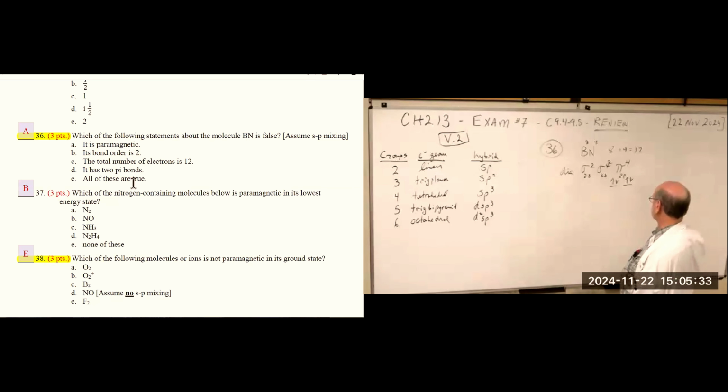2 pi bonds. Well, what's the bond order? Two pi bonds. Okay. That's a pi bond, and there's one of them, and there's the other one, because it takes 2 electrons for a bond. So we have a pi bond here and a pi bond there. That's true, 2 pi bonds. And E can't be right, because we found the false one. A is false. It should be diamagnetic.